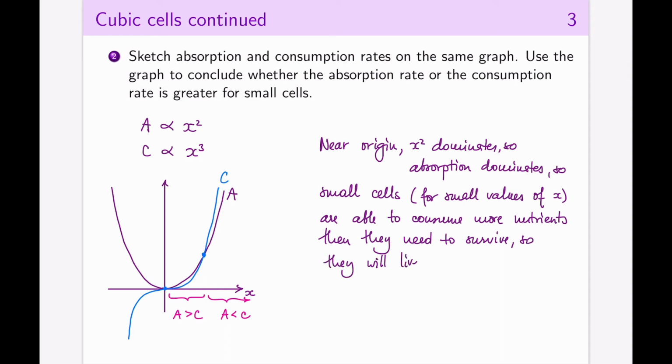Whereas after the switch point, the consumption is going to be bigger than absorption, so the cells will not be able to obtain as many nutrients as they need for survival. So in this case too, small cells are in the advantage.